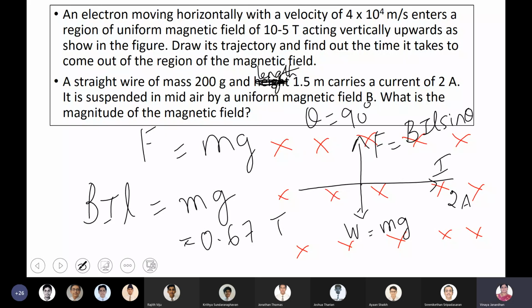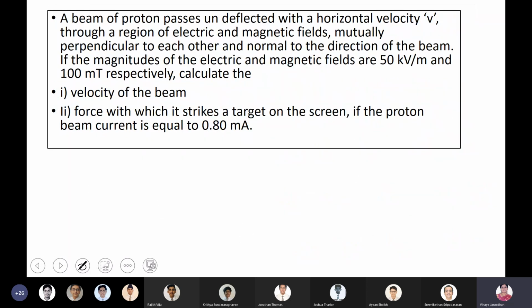Okay, one more numerical and I'll finish it off, boys. Shall I move on? Later on, you check your values, you know how things have to be worked on. Yes, ma'am. Okay, I'm moving to the last numerical.